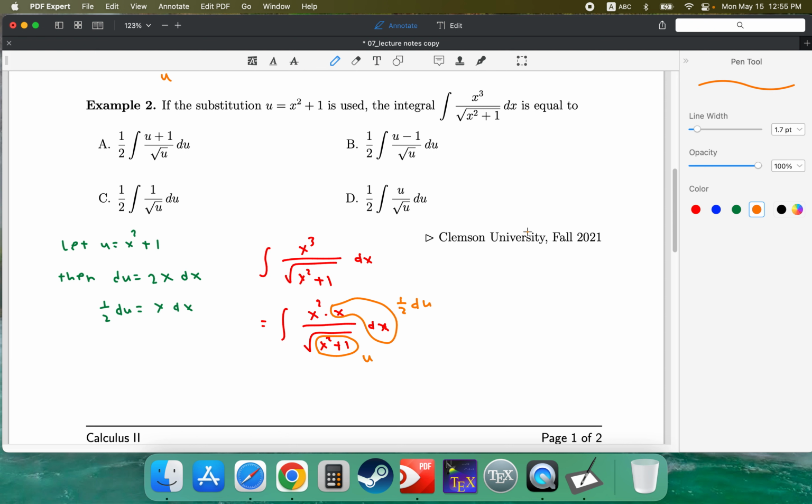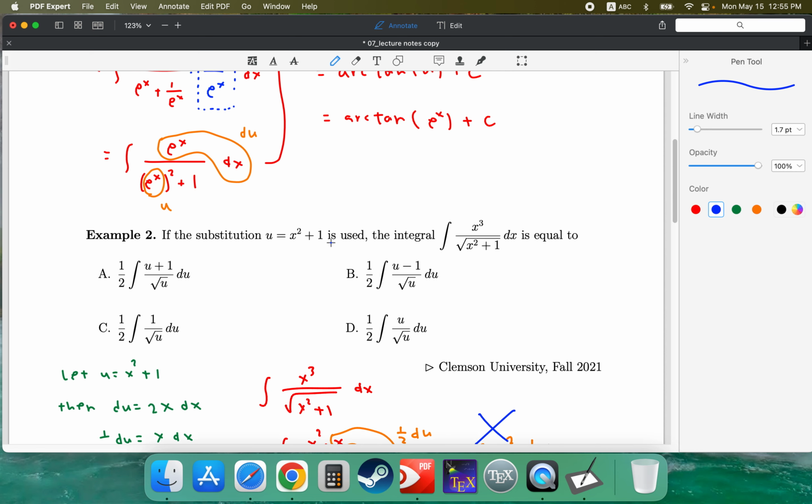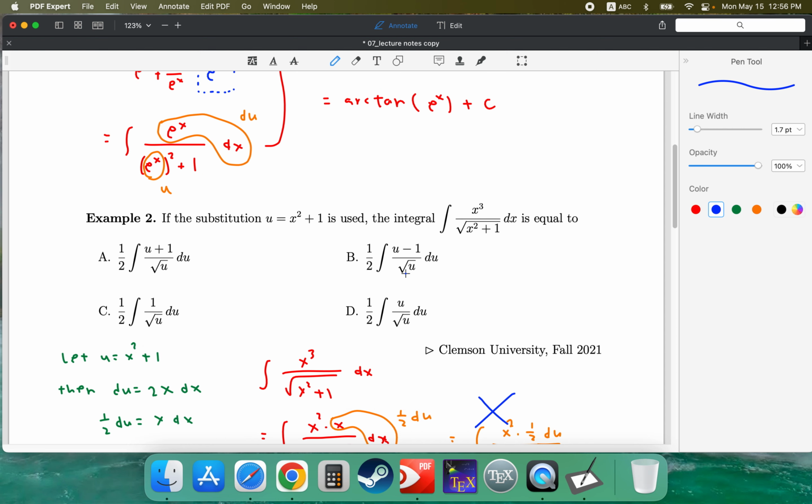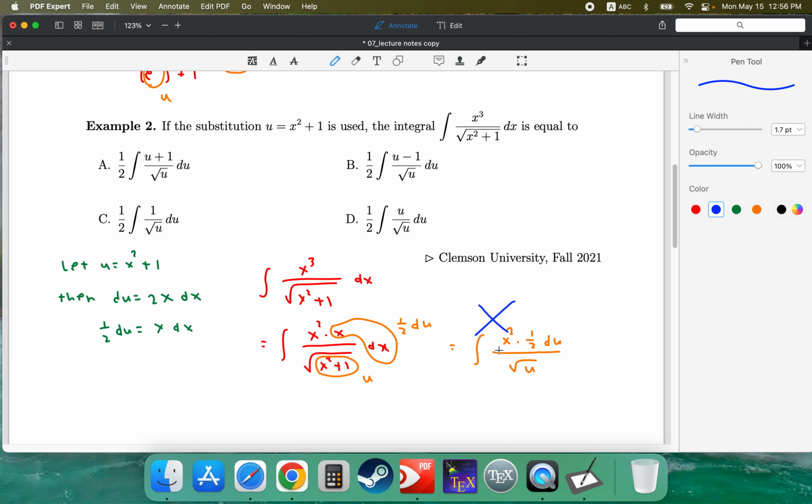Now, in the past, a lot of students had a very bad habit. They would just write x squared times 1/2 du over square root of u. This is not correct. You cannot put x and u in the same integral at the same time. It's either an integral with respect to x only, or an integral with respect to u only. You cannot have x here and u there. No, you cannot have this.